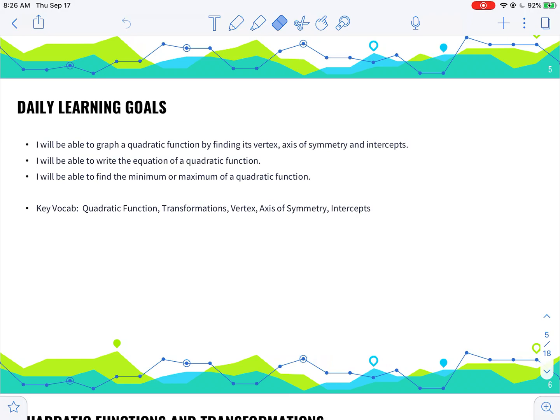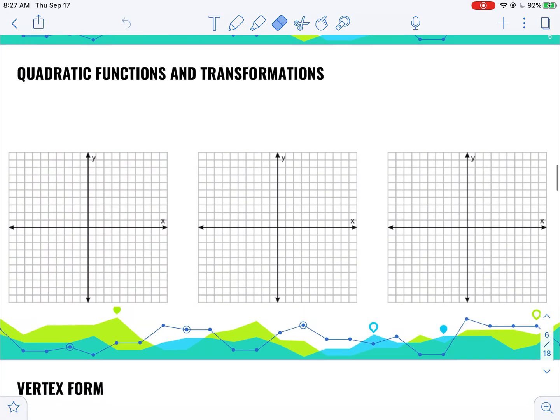So today in class we're going to be talking about quadratic functions and how to graph them and describe them by their vertex, axis of symmetry, and intercepts. We're going to be able to write the equation for a quadratic function given key points like its vertex or points that fall on the parabola, and we will be able to find the minimum or maximum value of a quadratic function. So, quadratic functions and transformations.